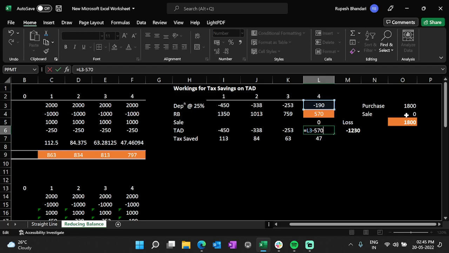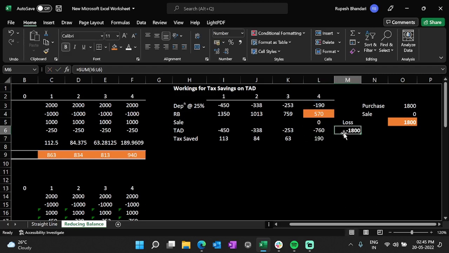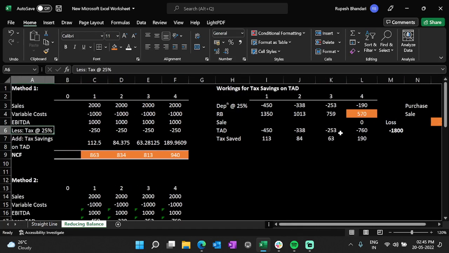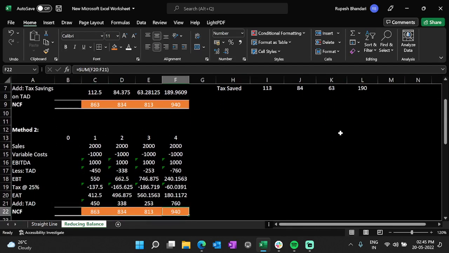Okay, we just add it up. So minus 190 minus 570 will add up. Minus and minus add up, right? In this case, 760, right? So you see the total TAD, or total depreciation, that we were allowed to claim was 1800, and what's the value remaining in it? It's 0, right? And how much did we use up over its life? 1800. So purchase minus selling price will give you the used value of it, and that value should match up with your total TAD. It's as simple as that, very logical as well, right? So you see the 940 is the same amount in both the methods. So that's how you compute this.